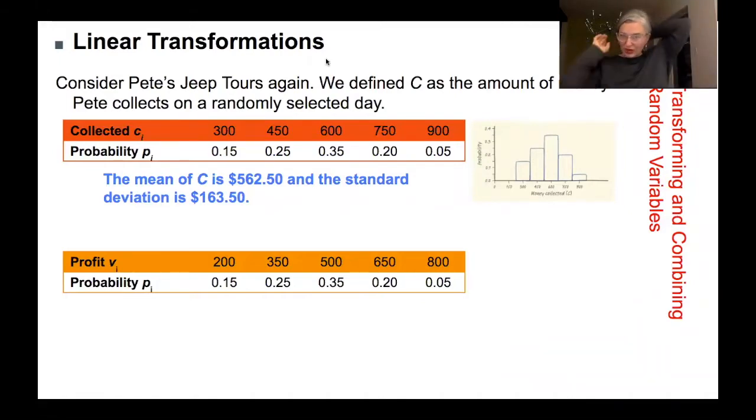And so we're still talking about the tours, right? We just talked about, okay, how much is Pete making? 300, 450, 600, 750, 900, depending on how many people he's got going here. And we know what the mean is. We know what the graph looks like.